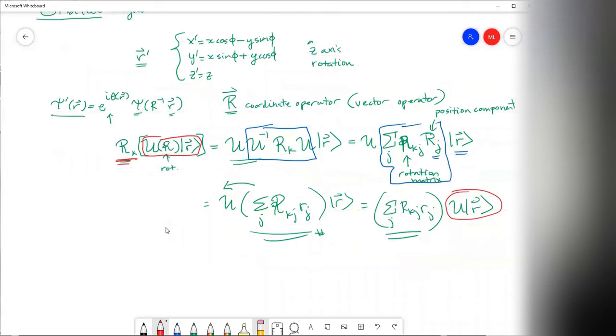And so it means we can define the rotated ket as just the U operator corresponding to rotation acting on the coordinate. So now it's okay, and there's no extra phase that comes up, nothing like that, because of this property that R is a coordinate operator, so it's a vector, and so it transforms this way with no extra phase or anything like that.